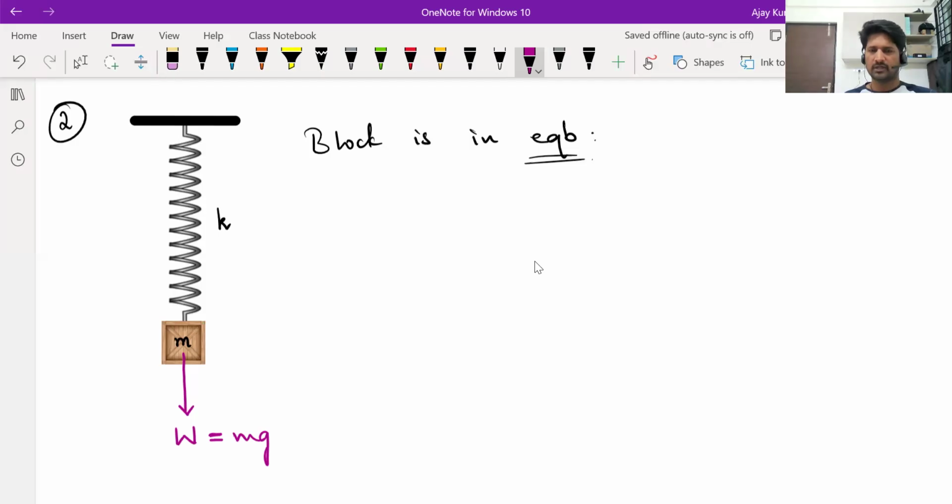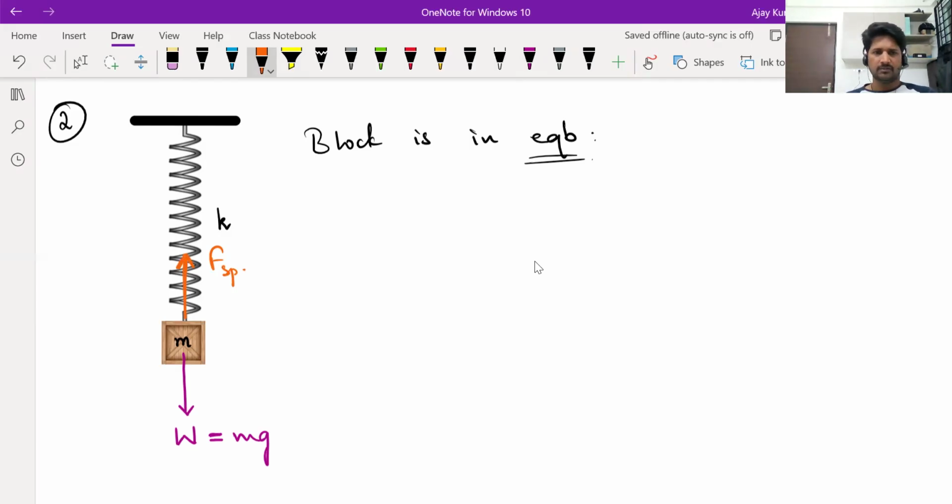That is what my question was. For the block to be in equilibrium, should the spring be exerting any force on it or not? Rishi, tell me which way will the spring be exerting a force on this block if it is in equilibrium? Opposite to the weight of the mass. Opposite to weight, so it will be in the upward direction. So spring force must be acting upward for the block to be in equilibrium. Otherwise, it's impossible for it to be in equilibrium. And don't call it tension, just call it spring force.